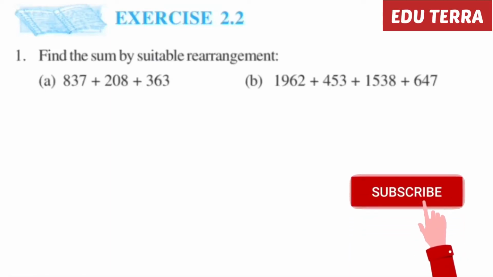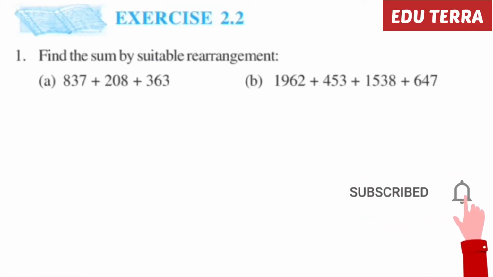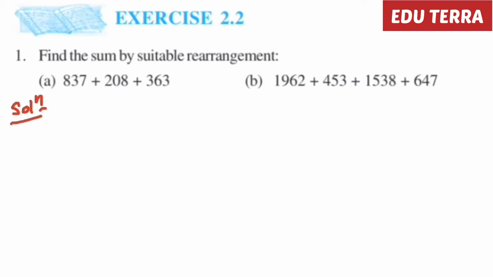Exercise 2.2. Question number 1. Find the sum by suitable rearrangement. A. 837 plus 208 plus 363. So solution here, suitable rearrangement.